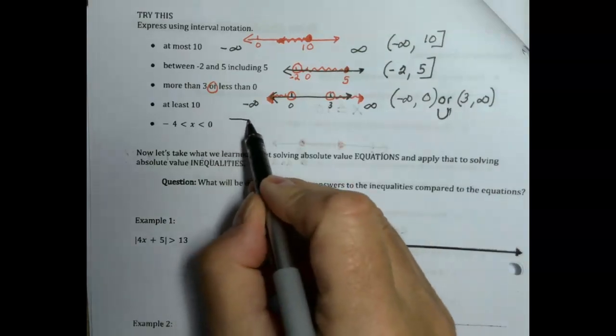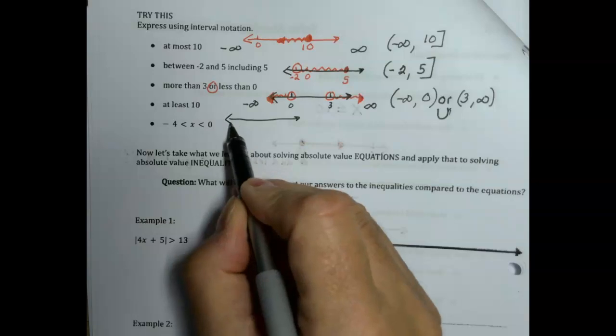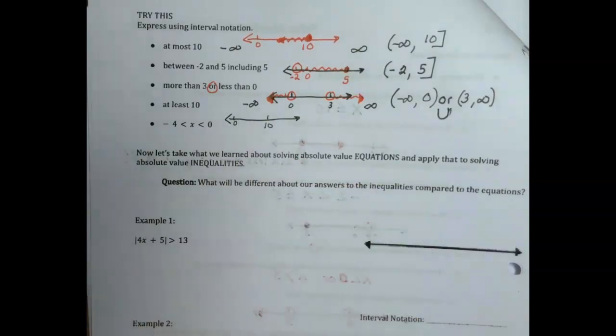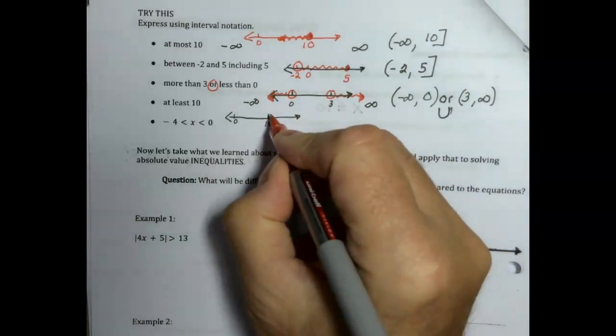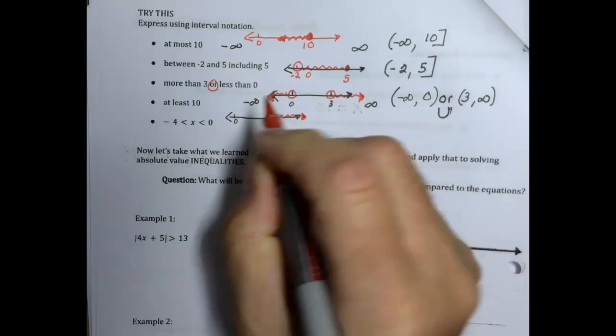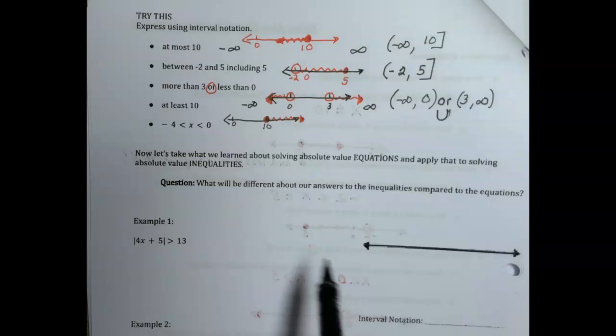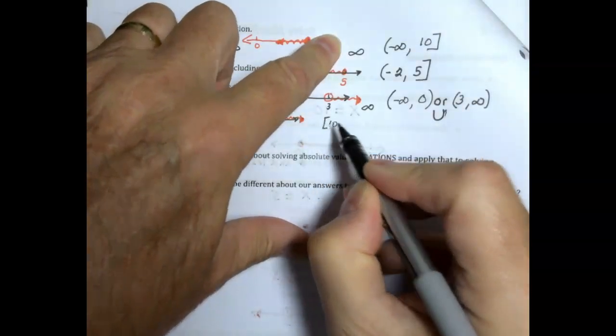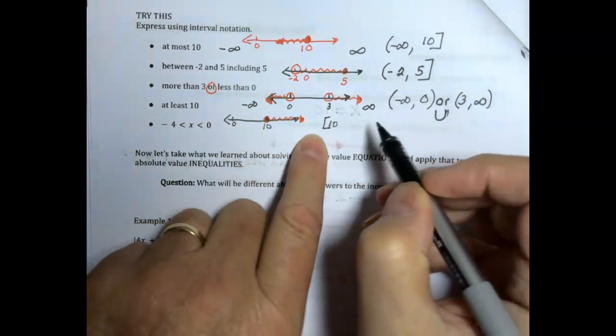So if we go to graph this thing, at least 10, it can be 10, so it's going to be a closed circle, and then it's going to be everything like this. So then the interval notation would be a bracket at 10, right? Because it's included, and then it's going towards infinity.